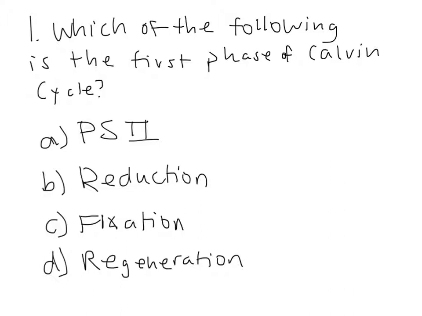The Calvin cycle. Question 1. Which of the following is the first phase of the Calvin cycle? Is it A, photosystem 2, B, reduction, C, fixation, or D, regeneration? Take 15 to 20 seconds to think about the answer to this question.